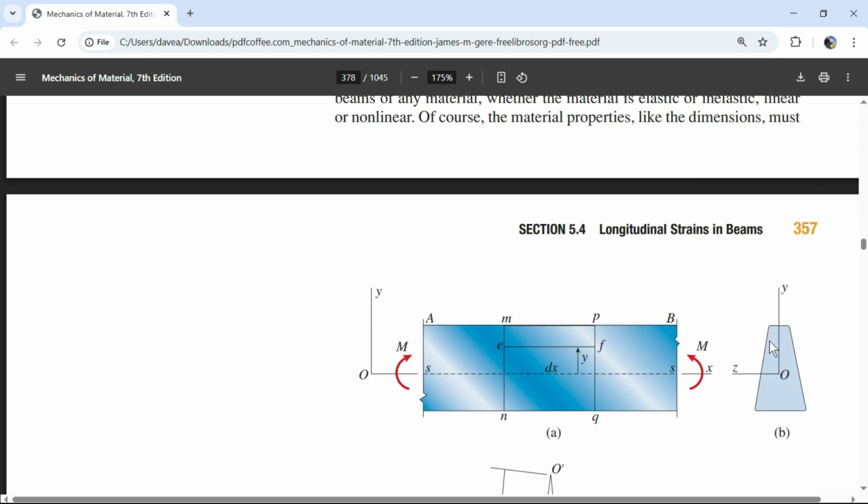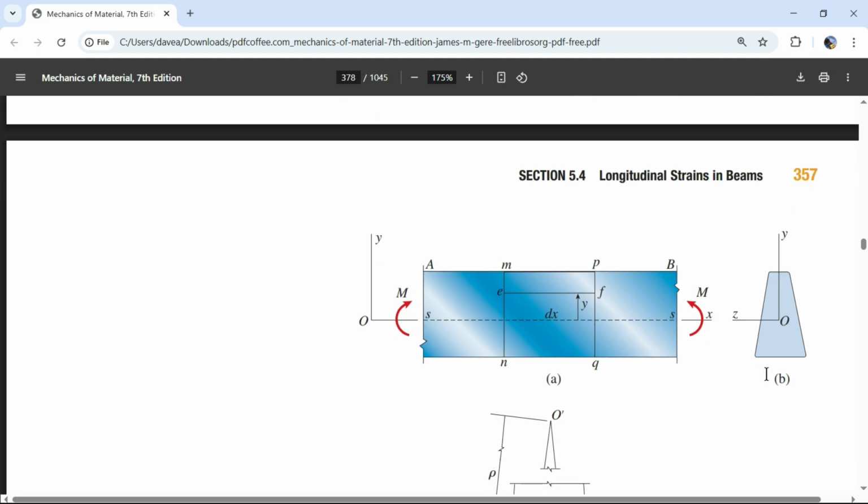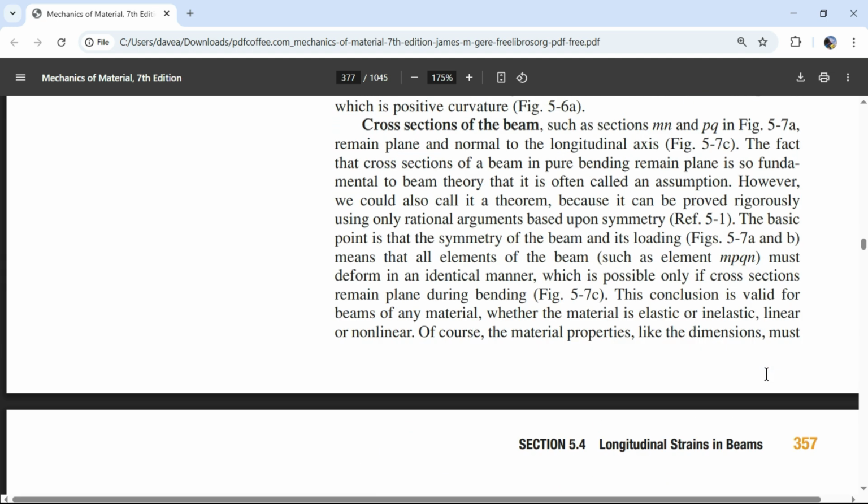So right here we have a constant cross-section. We call that prismatic. If it wasn't prismatic and it didn't have a constant cross-section, we might call that tapered, unless the cross-sections were abrupt.